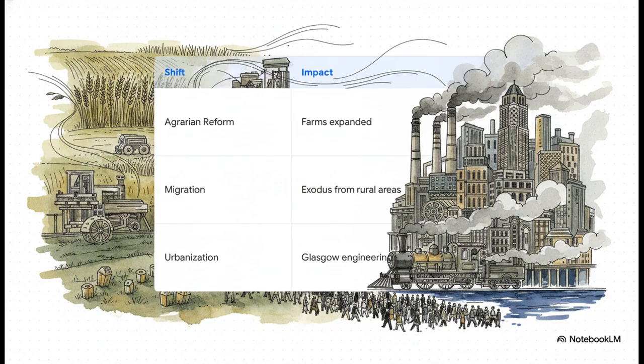People flooded out of rural areas and straight into urban centers. This rapid urbanization turned cities like Glasgow into absolute global powerhouses for heavy engineering and textiles. Literally almost overnight, Scotland shifted from a peripheral agrarian society into a titan of the industrial world.